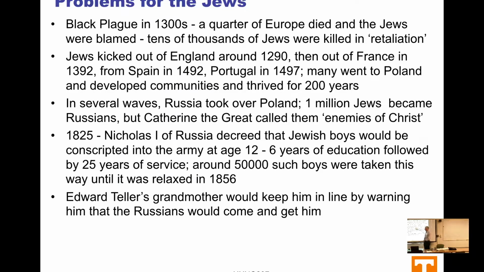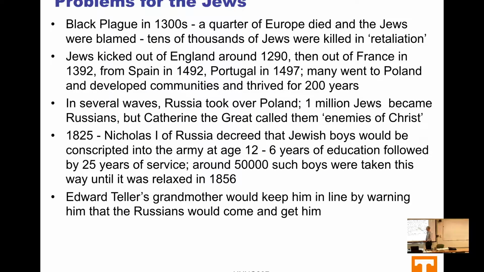Eventually, they ended up in Poland, and that became a place where the Jewish people lived for a long time in relative peace. The population grew. Russia, of course, has taken over Poland X times in the history of Poland. Poles live in constant fear that the Russians will be coming tomorrow to take over their country once again. And so this had happened in this period.